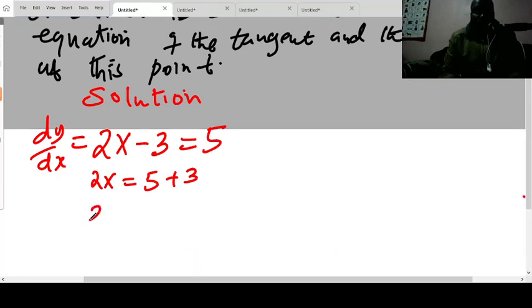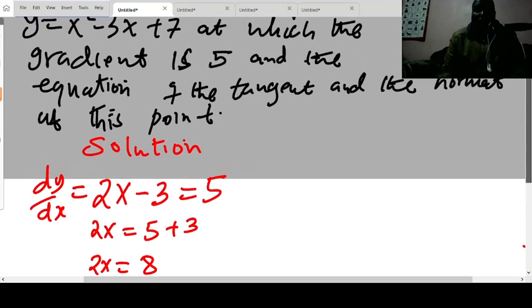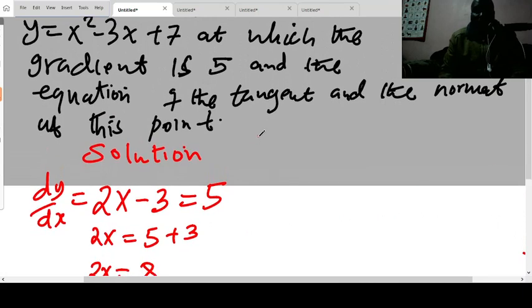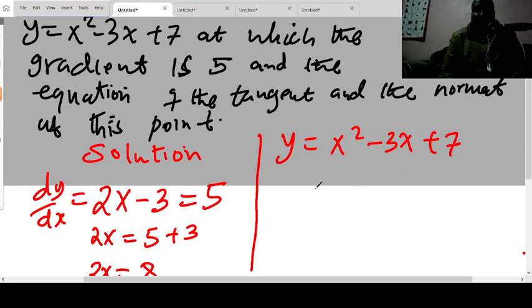So we are going to say that 2x is equal to 8, and the value of x, we divide by 2, is going to be 4. Now the next thing, a point has to have the x coordinate and the y coordinate. Now we go back to our equation, y is equal to x squared minus 3x plus 7, so we substitute.